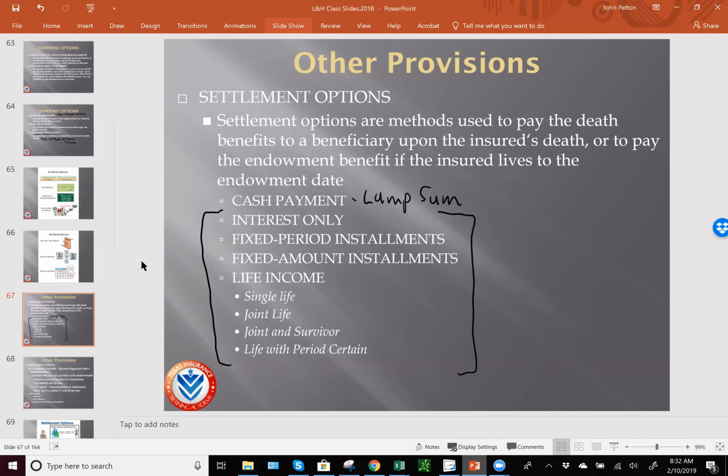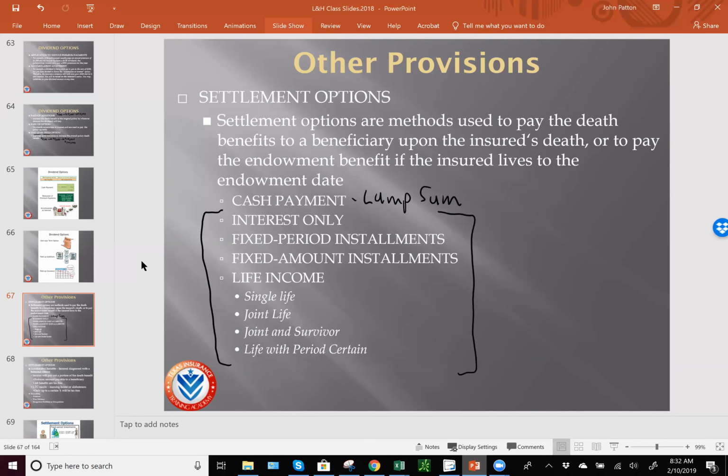Now, interest only is going to be a temporary option, so you don't have to choose how you want that death benefit to get paid out right away. They'll just pay you the interest. It's the only option of your settlement options here that conserves the principal. They're not paying out any death benefit right now, they're just paying out the interest.